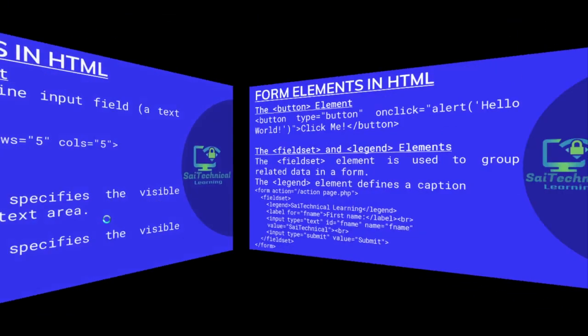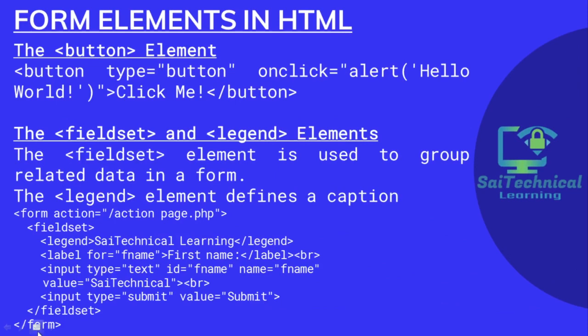Next one, that is the button element. The button tag is used with type equals to button. So this is how we can create the button. We can also apply events like the onclick event. When the user clicks on the particular button, certain functions will be executed. Here we are adding the name, that is click me, for the particular button.